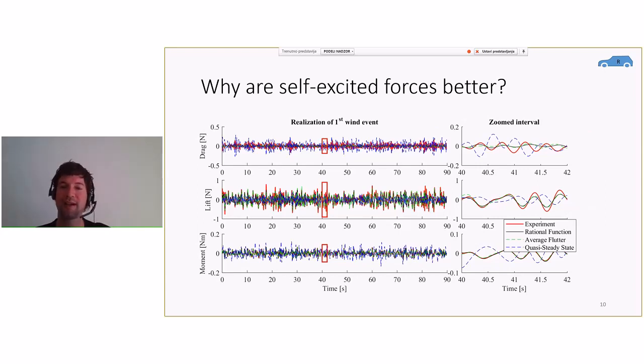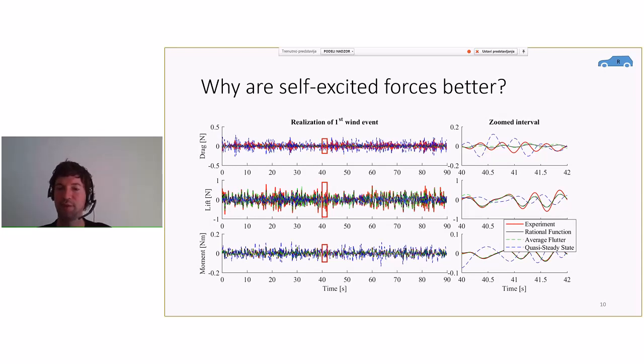But also, you see for the drag, none of the methods have really followed well the experiments, and this is due to the fact that the drag force exhibits nonlinear behavior, and it's multi-harmonically excited, so we don't really expect to follow it, because our models will not work there anyway. But we do expect to have a lift and moment, which are also very important for design, to follow it good. You see that the quasi-steady state is following a little bit out of the line here, and the rational functions are following it quite well.